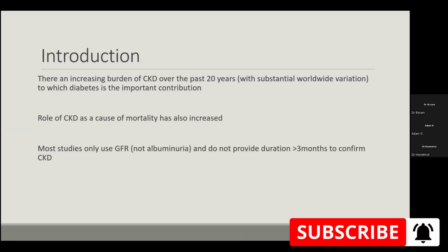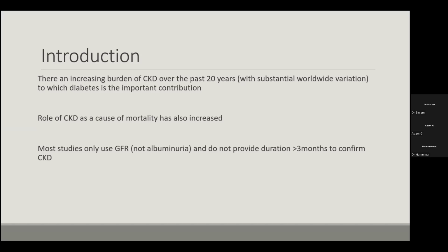Most studies use only GFR and not albuminuria. Most prevalence studies or studies showing burden of disease do not use albuminuria criteria to diagnose CKD, rather only use GFR, and do not provide duration of greater than 3 months to confirm CKD. So the actual prevalence may be way higher than 13% when you include those patients with just albuminuria and preserved GFR.